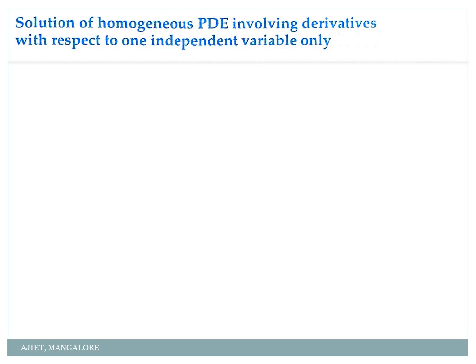Okay, so solution of a homogeneous PDE involving derivatives with respect to one independent variable only. So what does it indicate? We are solving here for only one independent variable. Suppose if we have two independent variables, then this method is not applicable. One independent variable means, once I start with the question you will get an idea.